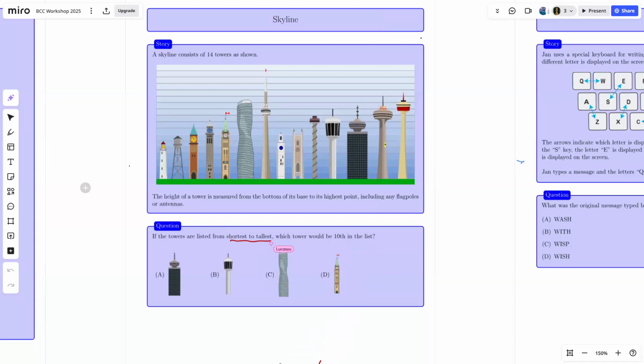Now, instead of counting from shortest to tallest, like your first instinct might be, what we can do here is actually count from the back. So we first look at the tallest towers and count backwards. Since there's 14 towers, we want the 14, 13, 12, 11, 10th. So the fifth tallest tower. So I'll just write that down.